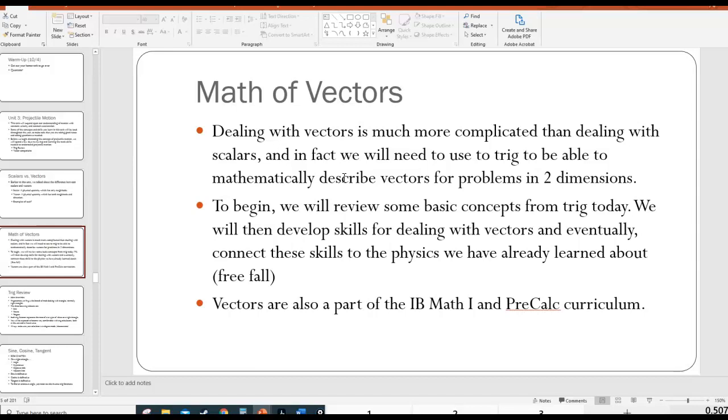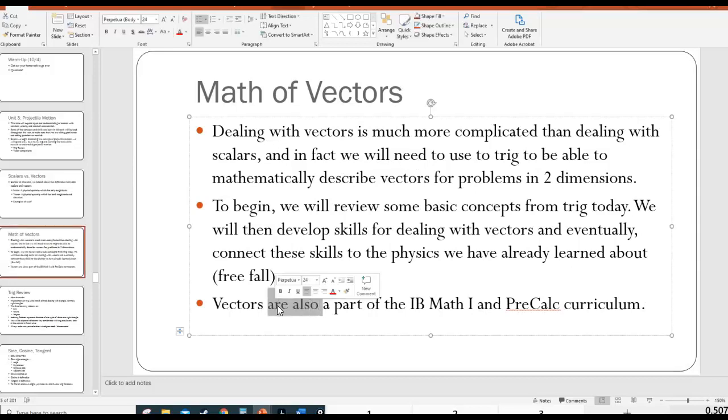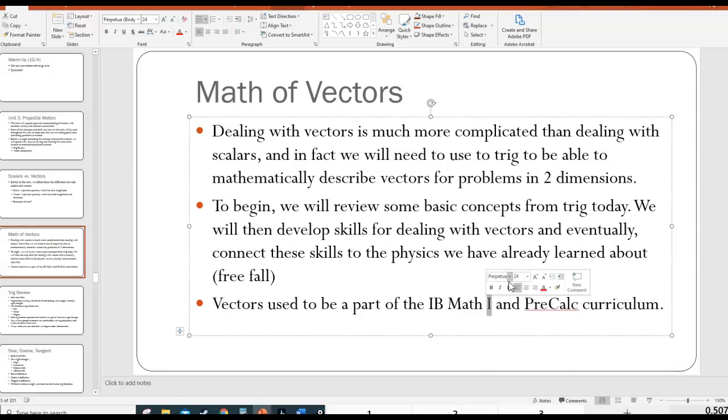Vectors used to be part of the IB math curriculum. They no longer are. So I will change this to "used to be a part of the IB math curriculum." I believe they might be part of the pre-calculus curriculum, but I'm not completely sure. So if you're in either of those classes, it's possible you might hear about vectors, but basically this is something that is really just math, and we'll be seeing how you can apply it to physics here in a few days. Okay, so let's start off with some basic trig review.